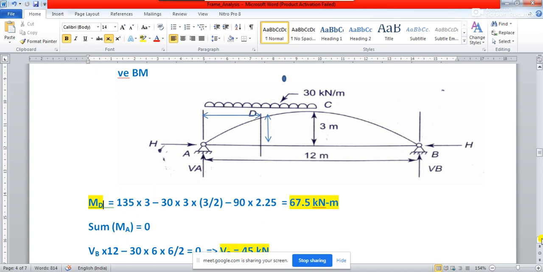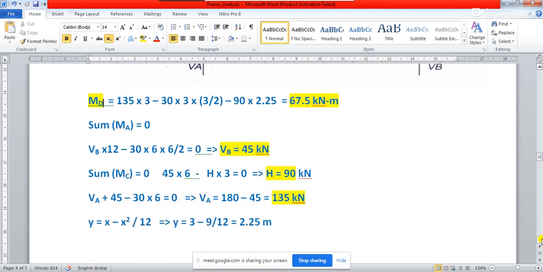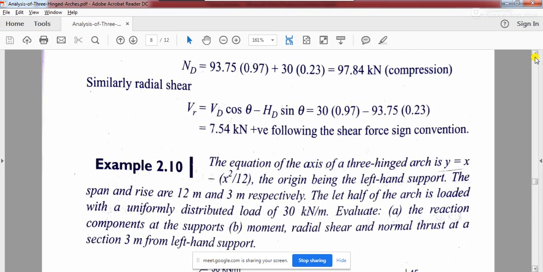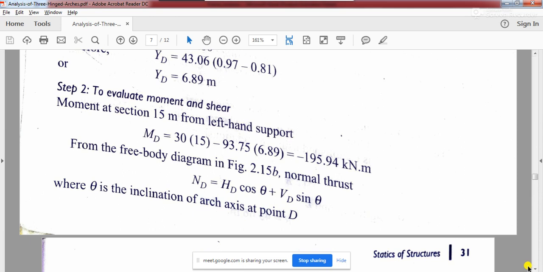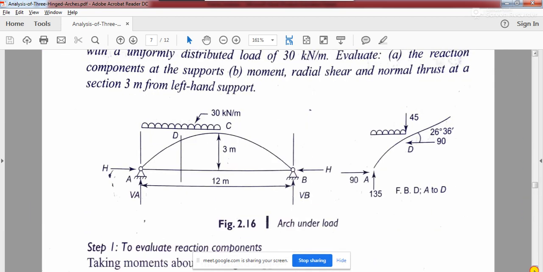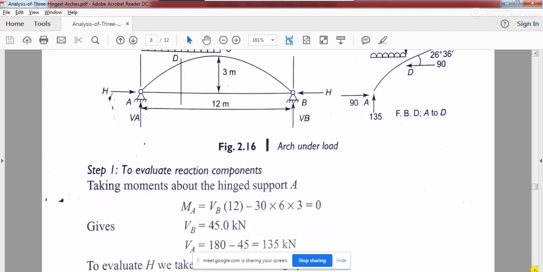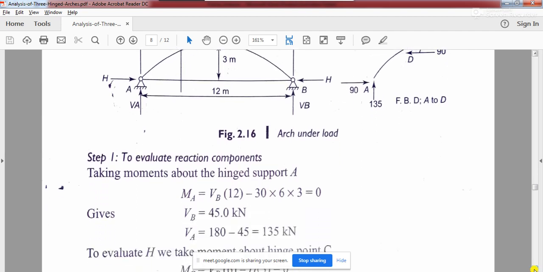Now the next point is your radial shear and normal thrust. Okay, radial shear and normal thrust. So the last point we will discuss now, that is your radial shear and normal thrust, and let's see how you do it. So you see radial shear and normal thrust, if you see, have we done any mistake or we have done correctly? No, absolutely correct, no problem.